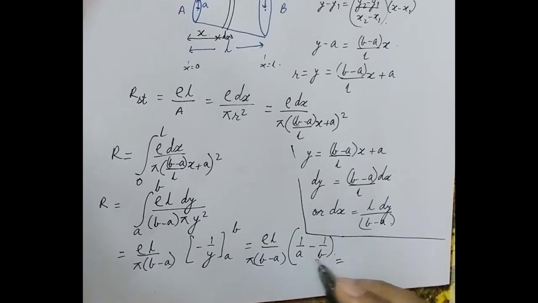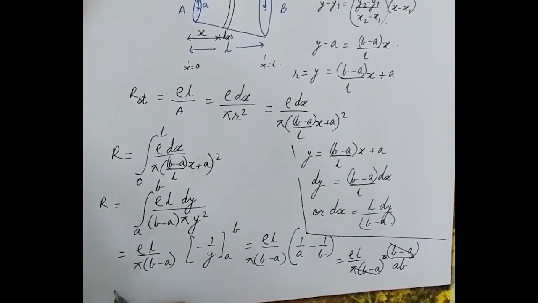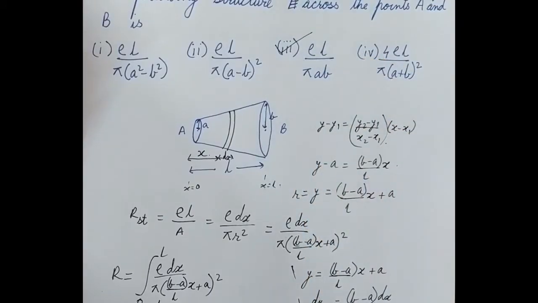You do basic reciprocal addition, so this gives you (B minus A) by AB. So rho L by pi (B minus A) into (B minus A) divided by AB. These cancel out and your final resistance comes to be rho L divided by pi AB. That is your option number C.